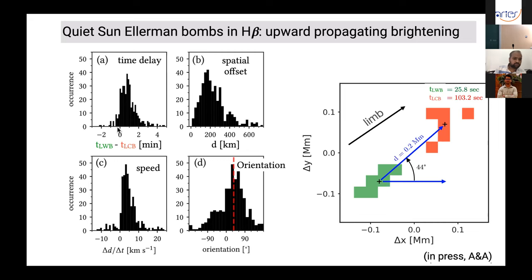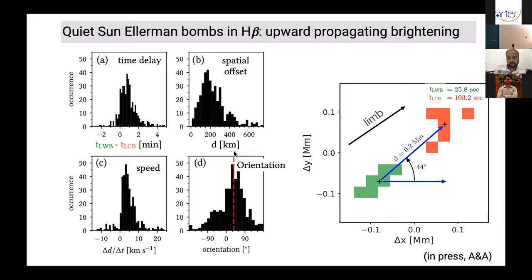All the events fall within this range. This is the time difference between first appearing in the line wing and then in the line core. The mean difference is around 1 minute: after it appears in the line wing, after 1 minute it appears in the line core. And the displacement is around 200 kilometers. If you use these two parameters and measure the speed, it is between 0 and 10 kilometers per second, and this would be the acoustic speed and also the Alfven speed in the lower atmosphere.